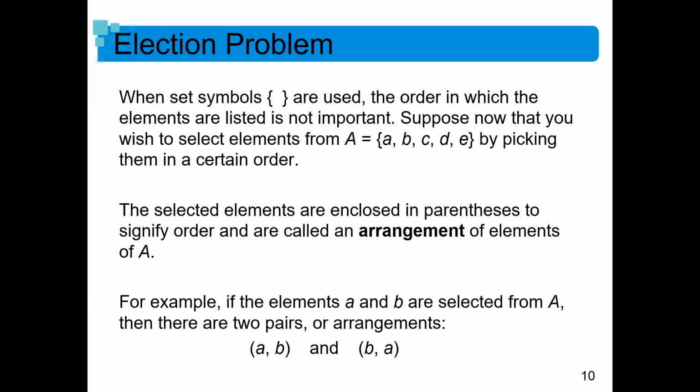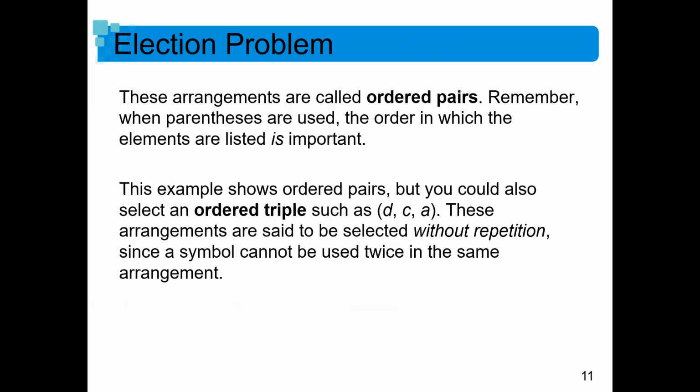For example, if the elements A and B are selected from A, then there are two pairs or arrangements, (A, B) and (B, A). So those are now two different things because the order matters. These arrangements are called ordered pairs. Remember, when parentheses are used, the order in which the elements are listed is important. This example shows ordered pairs, but you could also select an ordered triple such as (D, C, A).